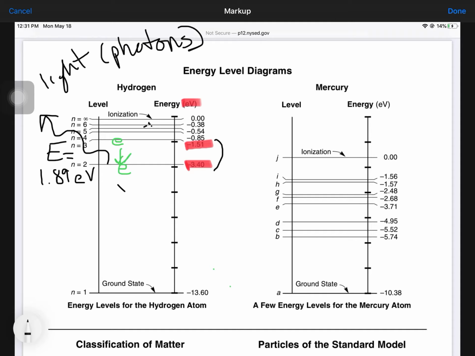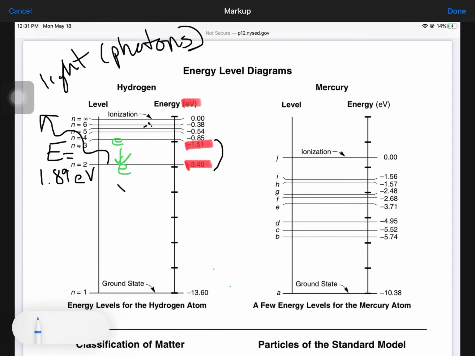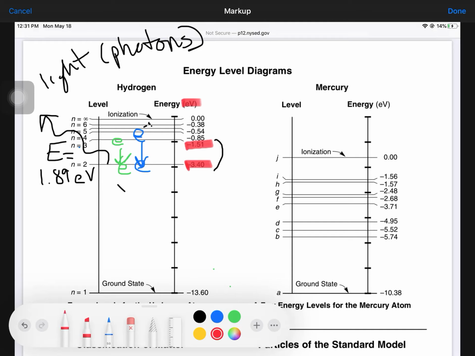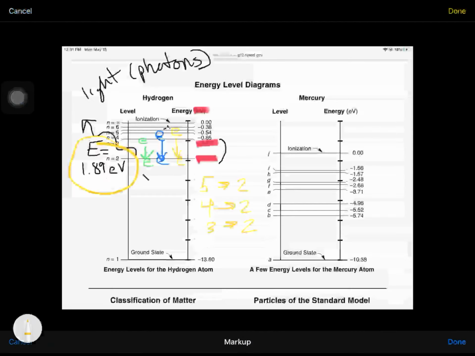So there are 3 of these I want you to do in particular. I want you to do the energy difference from n equals 3 to n equals 2, from n equals 4 directly to n equals 2, and from n equals 5 to n equals 2. The color coding does not actually mean anything; I just want to see the different ones. So I want you to do those 3 energy levels, from 5 to 2, from 4 to 2, and from 3 to 2, and come up with their energies in electron volts. That's part 1.